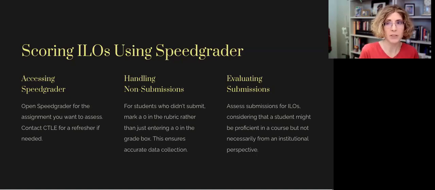So make sure if a student didn't turn it in, just mark them a 0. Some faculty sometimes skip that, and we don't want you to skip it. The other thing is you need kind of a special context for thinking about how you're scoring on the 1, 2, 3, or 4. So this is not how well they're doing in your class. They might be doing great in your class. This is, are they doing well in the context of being ready to leave GCC with these skills?